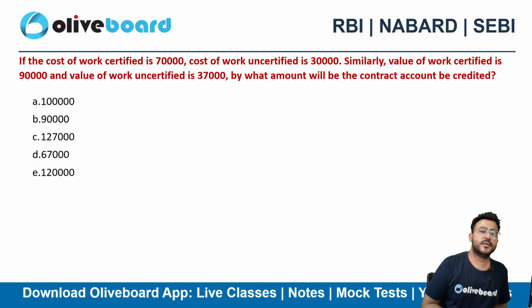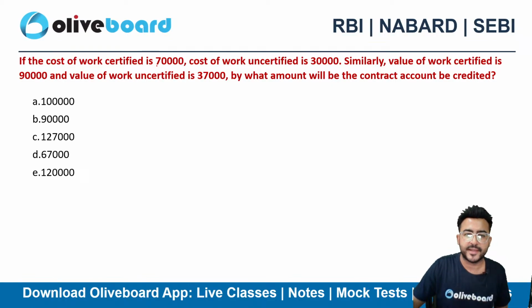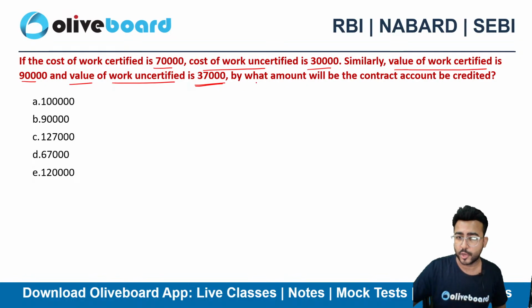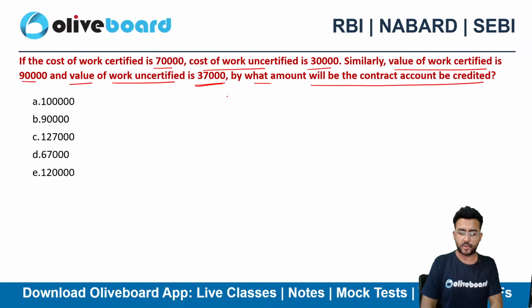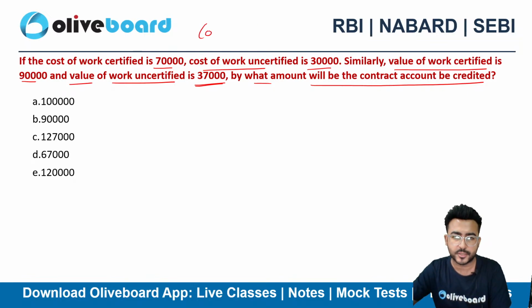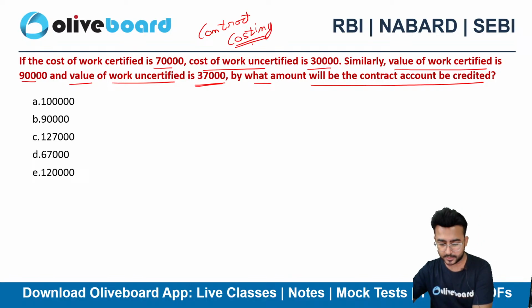Next is, if the cost of work certified is 70,000 and the cost of work uncertified is 30,000. Similarly, the value of work certified is 90,000 and the value of work uncertified is 37,000. By which amount should the contract account be credited? This is from contract costing.